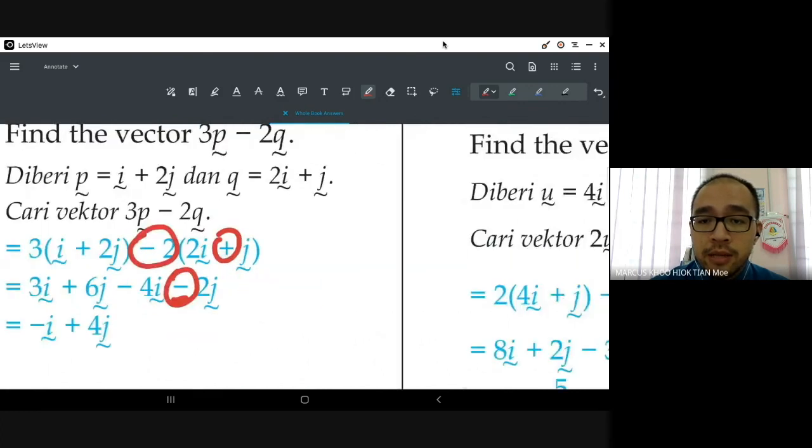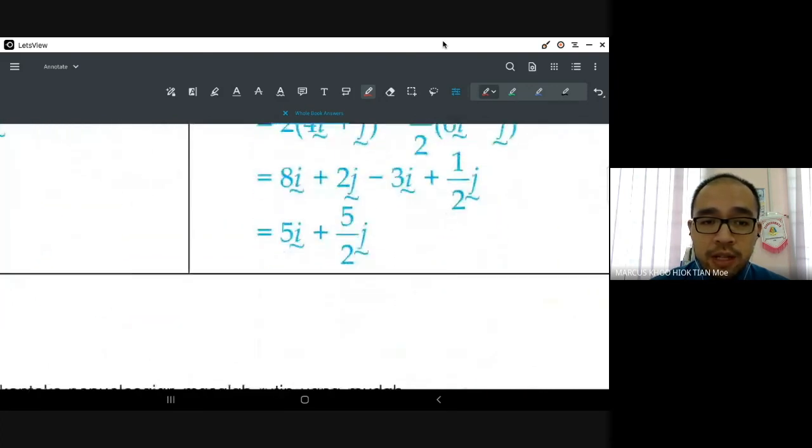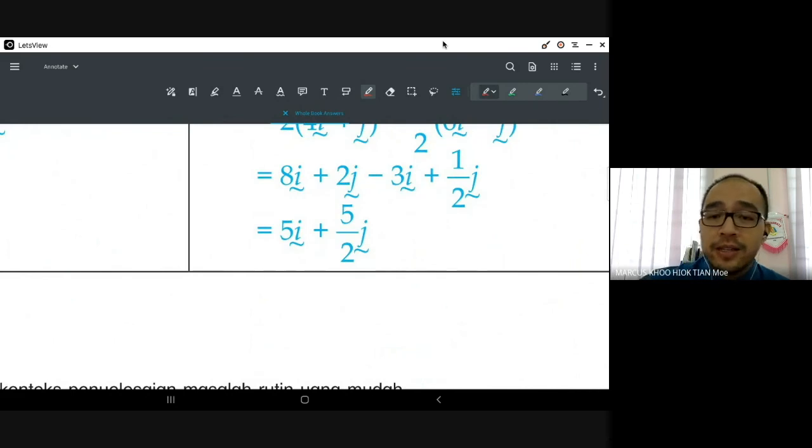Okay, and last one, number 5. Which one is the most difficult one? 5i plus 5 over 2j. See? Quite easy, right? Okay, of course. Now it's quite easy. Tomorrow we will.